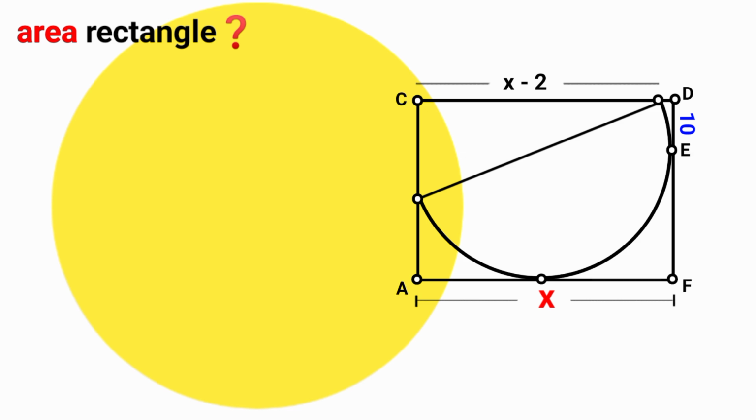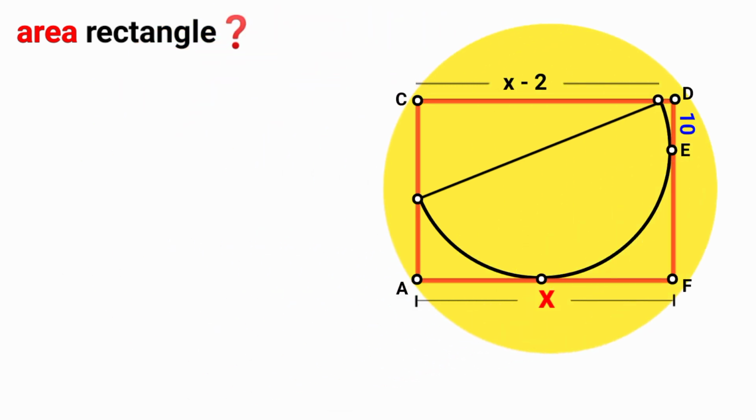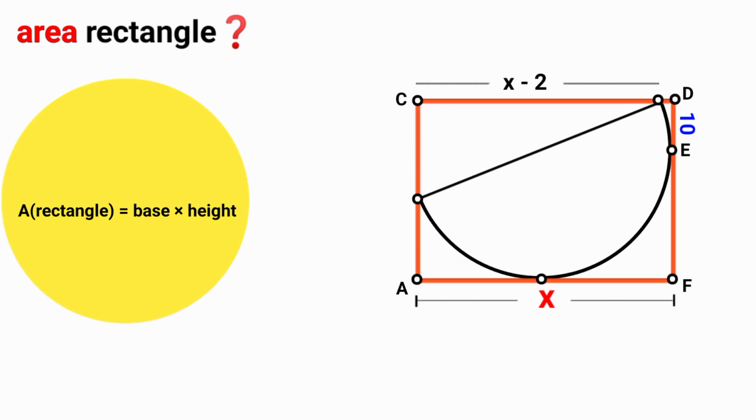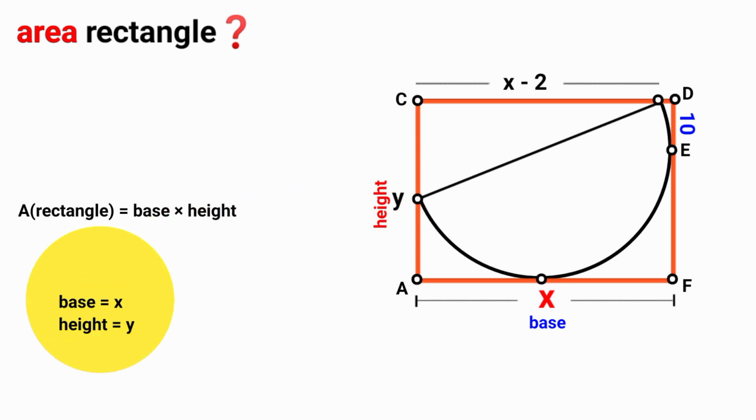Like we all know, calculating the area of a rectangle is pretty simple. The formula for calculating the area of a rectangle is base times height. The base and the height are any two perpendicular sides. So if we take this as the base, this is the height. The length of this side is x. Let's assume the length of this side to be y. So base equal to x and height equal to y. Substitute it here. Now area of rectangle equal to x times y, which is xy.